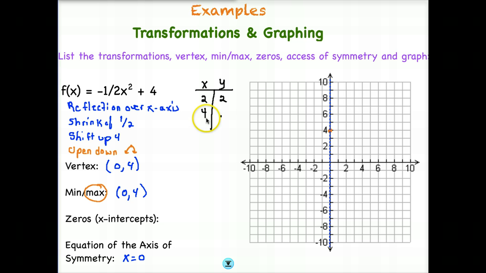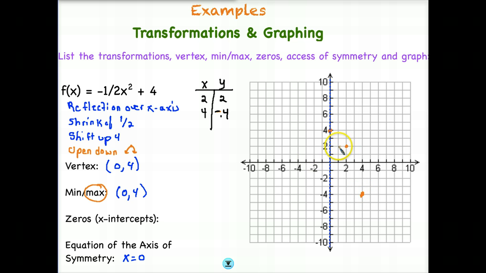The next number I'm going to use is 4, because 4 is divisible by 2, so I know that will come out even. 4 squared will give me 16. 16 times negative 1/2 gives me negative 8, and negative 8 plus 4 will give me a negative 4. Okay, so let's plot these points. My first point will be at (2, 2) right here, and my second point will be at (4, -4).